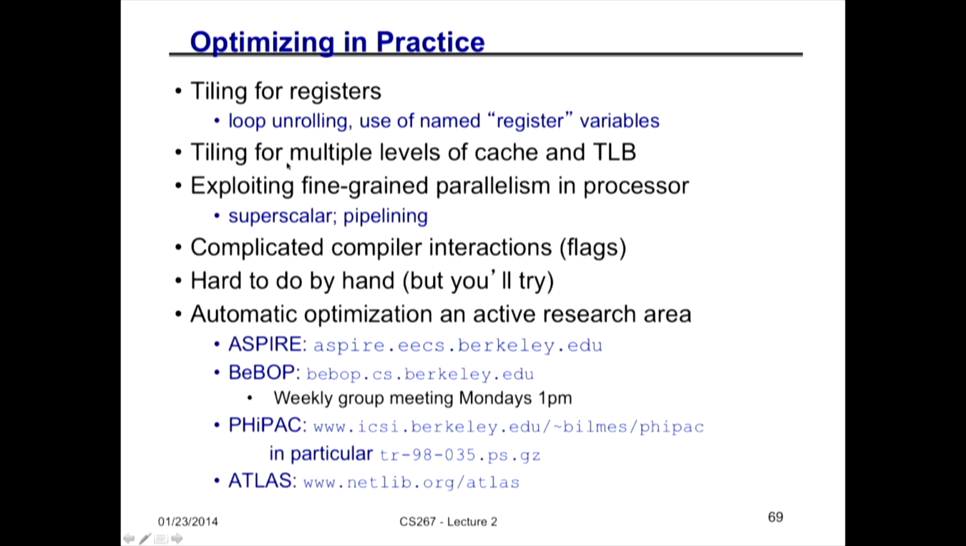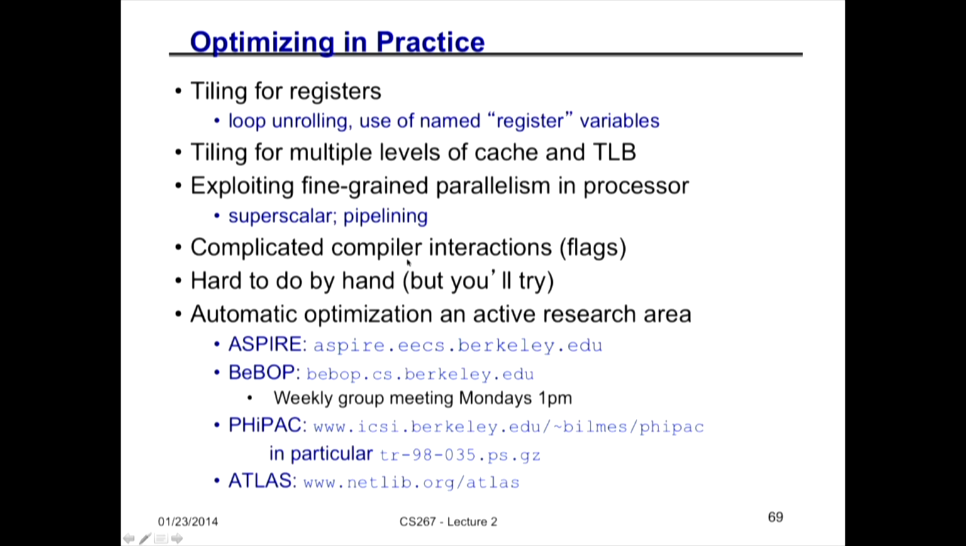Then there's also tiling for multiple levels of cache, and I mentioned the cache oblivious approach, but you could also have 3 more nested loops for every layer of cache and the translation look-aside buffer, which is what deals with disk. There's also exploiting fine-grained parallelism. How do you give a hint to the compiler that there's actually a lot of parallelism in your inner loop? Depending on the details of how you write the inner loop, the compiler may be smarter or have a better guess than otherwise.